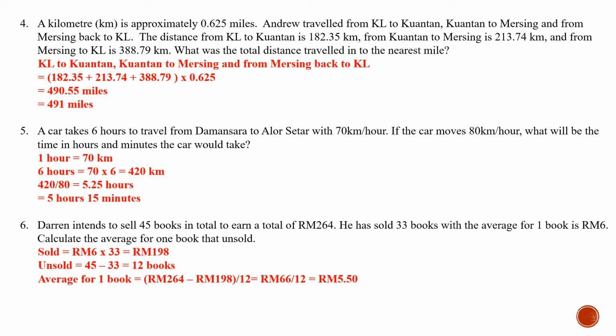All right. So you see the profit that he gets also. The total revenue he gets is 264, right? So 264, you minus 198. Why do I minus 198? That's the amount being sold. Okay, so that balance you will get is 66, and you divide it by 12. All right.